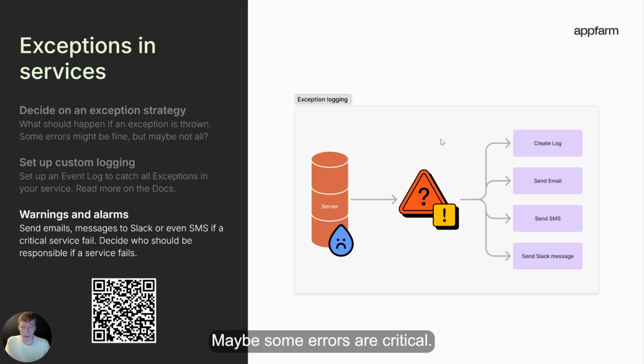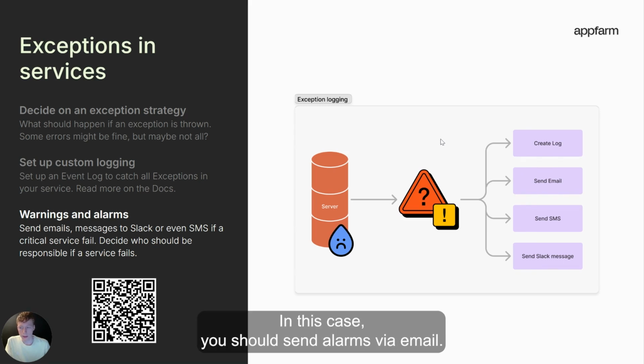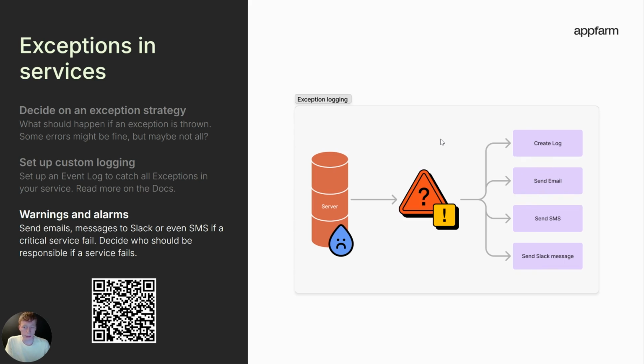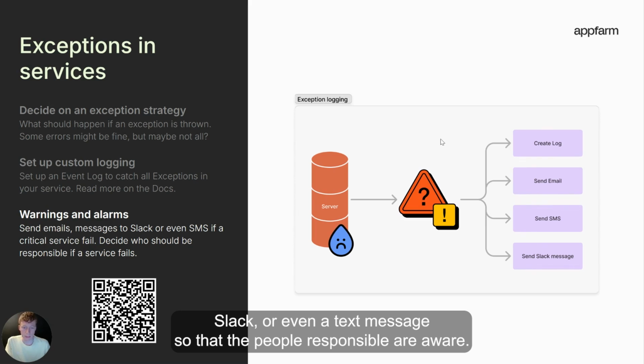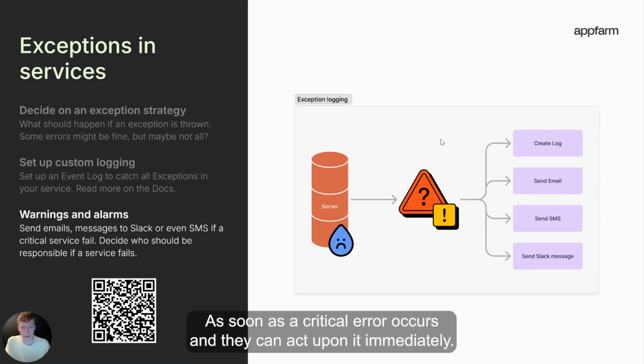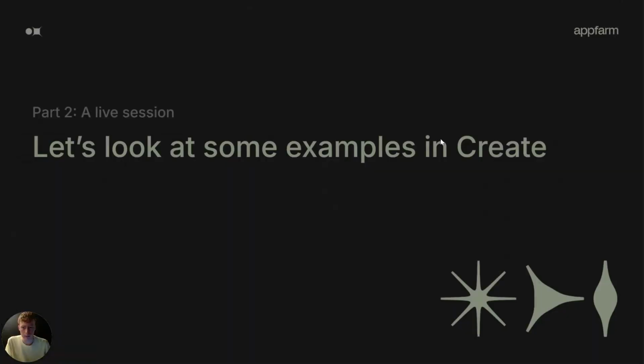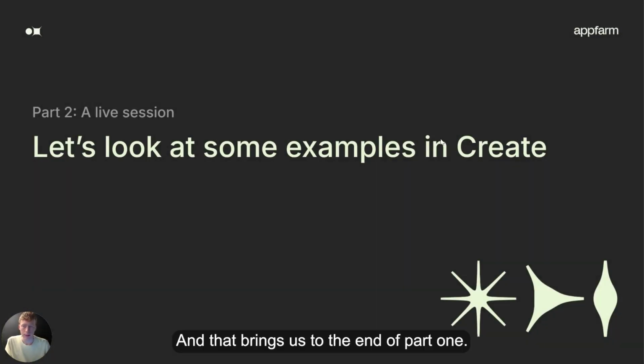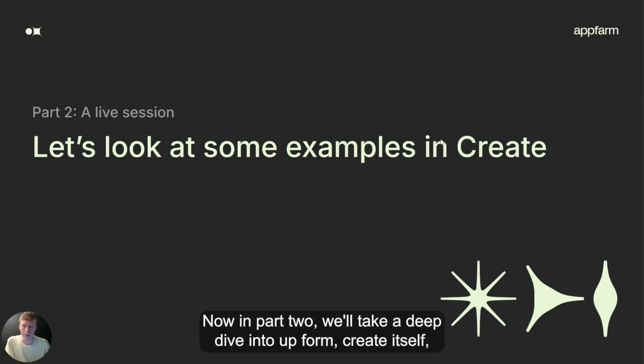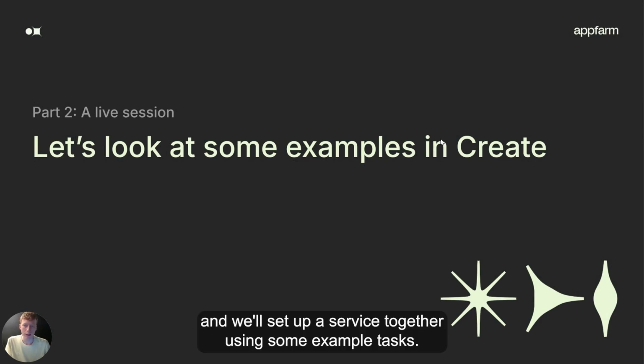Maybe some errors are critical. In this case, you should send alarms via email, Slack, or even a text message, so that the people responsible are aware as soon as a critical error occurs and they can act upon it immediately. And that brings us to the end of part 1. Now in part 2, we'll take a deep dive into Appfarm Create itself, and we'll set up a service together using some example tasks.